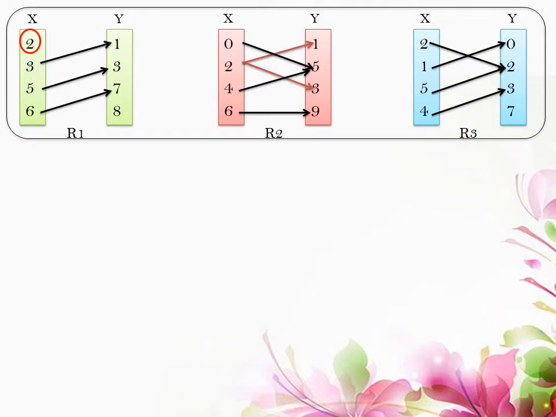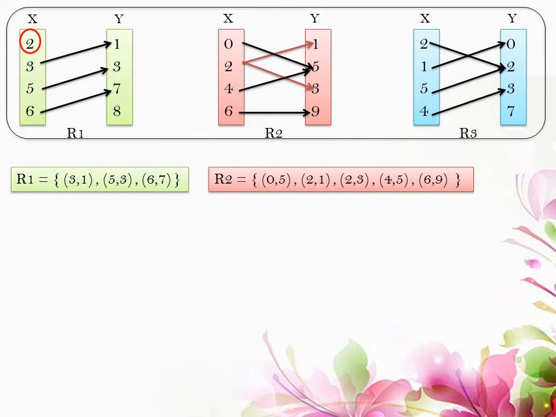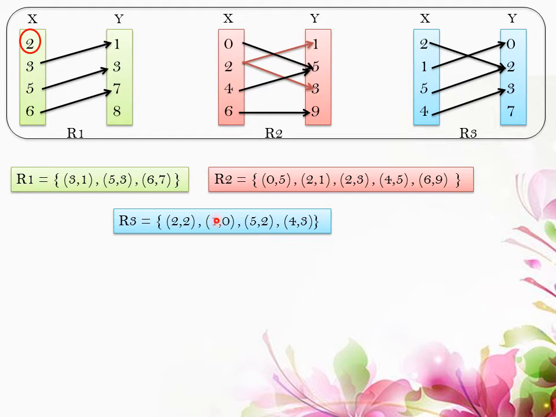In the opposite figure, there are three models that represent the relation between x and y. Let's write the relation for each one. R1 equals {(3, 1), (5, 3), (6, 7)}. R2 equals {(0, 5), (2, 1), (2, 3), (4, 5), (6, 9)}. R3 equals {(2, 2), (1, 0), (5, 2), (4, 3)}.